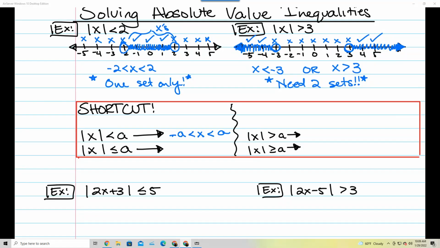Also, I want you to notice that when you do this, the absolute values are gone. I don't have that absolute value of x anymore. You need to get rid of it at this point.